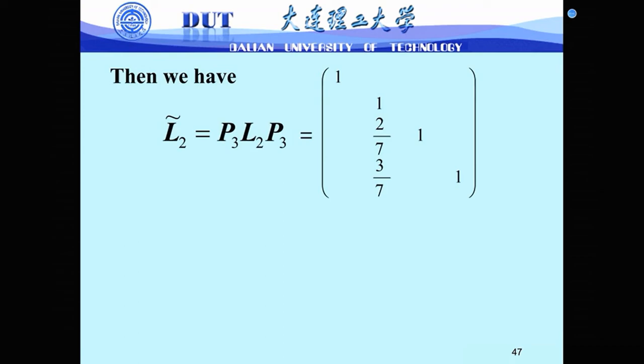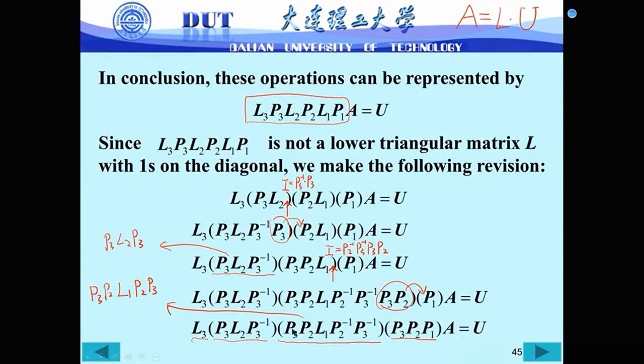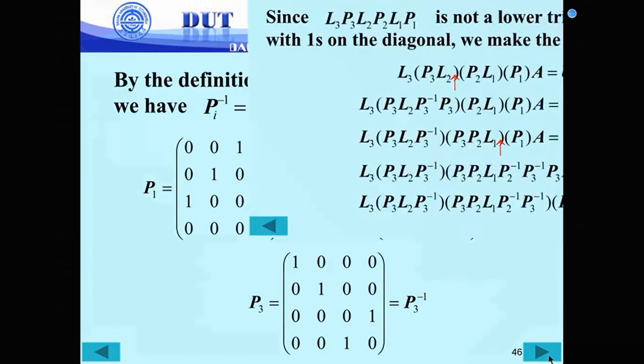Okay, I need to show you the matrix here. Okay, you should know here. Okay, I need to move, repeat it again. Okay, left side from L3, you know L2, P3, P3. Here L1, P2, P2, P3, P3, P3, P3, P2, P1, A equal to U. Okay, now let's show you.